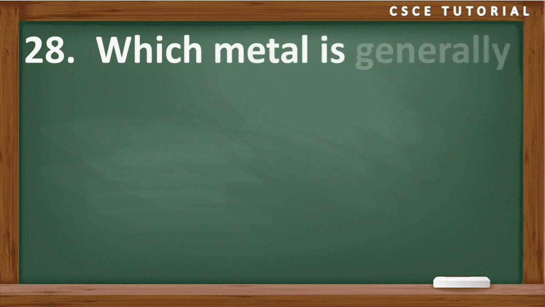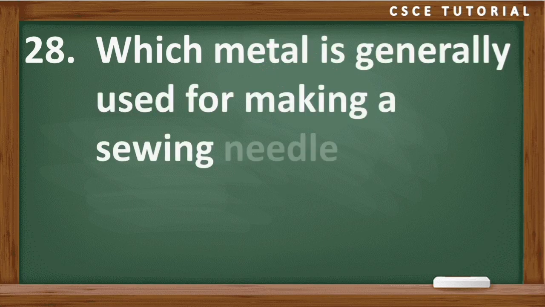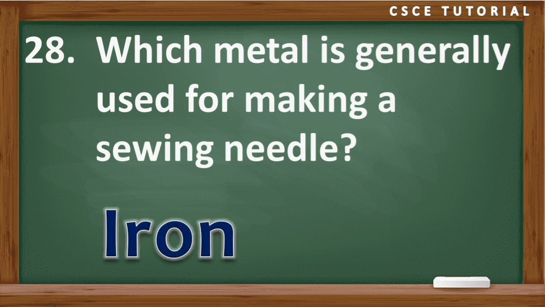28th, which metal is generally used for making a swing needle? कौन सा मेटल जो है वो स्विंग नीडल को बनाने के लिए ज़्यादातर यूज होता है? Its answer is iron. Iron is generally used for making a swing needle.